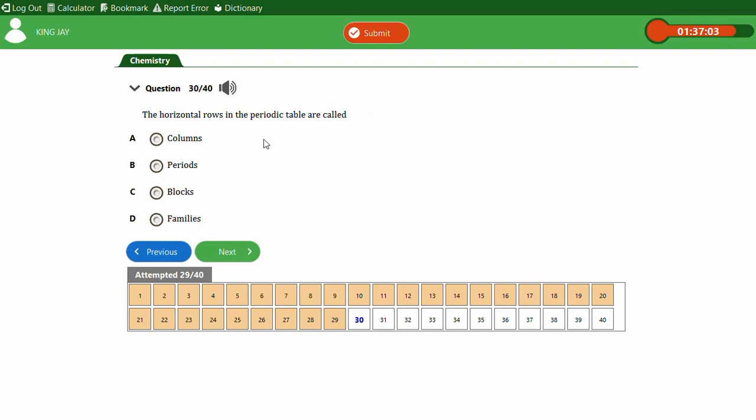So question 30, we are almost there. The horizontal rows in the periodic table are called periods. So that one isn't something far. What is the oxidation state of nitrogen in nitric acid? So here's the calculation. Nitrogen 1, hydrogen 1, oxygen 2, so the total is plus 5.